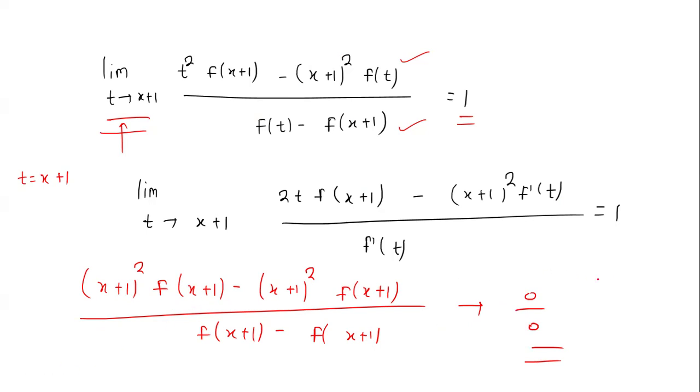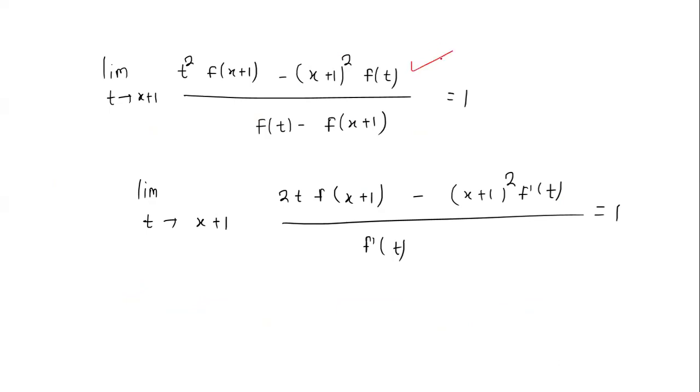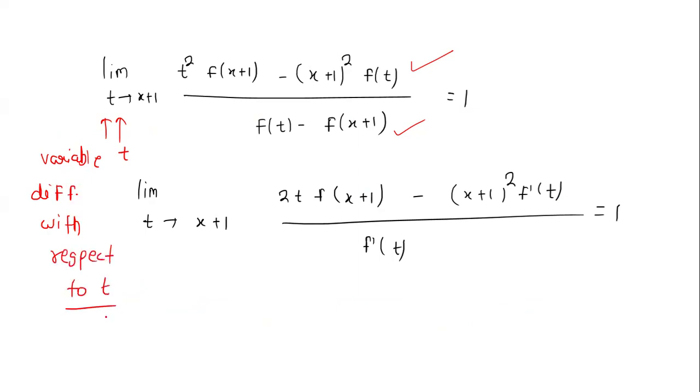So what we can do, we can apply the L'Hopital rule. To apply the L'Hopital rule, we differentiate the numerator and differentiate the denominator. Here you can see that the variable is t. So you have to differentiate with respect to t, not with respect to x, because the variable here is t.